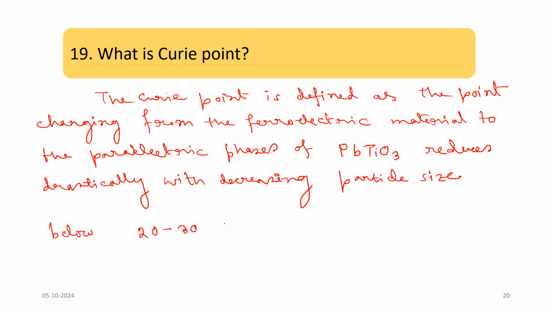So for this PbTiO3, the Curie point is defined as a point changing from the ferroelectric material to the paraelectric phases, reducing drastically with decreasing particle size below 20 to 30 nanometer. This is the Curie point. Next, what is ferroelectricity? So we'll see a video here.